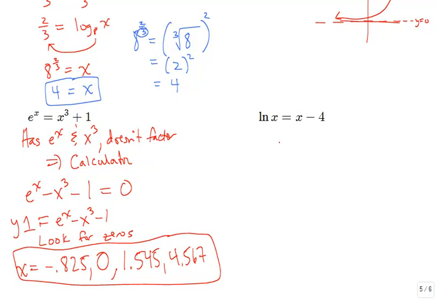So what we're going to do is break up the calculator again, and this time I'm going to do it in a slightly different way. I'm going to let y1 be the left side of my equation, and I'm going to let y2 be the right side of my equation, and I'm going to graph these, and what I'm going to look for are the intersection points.